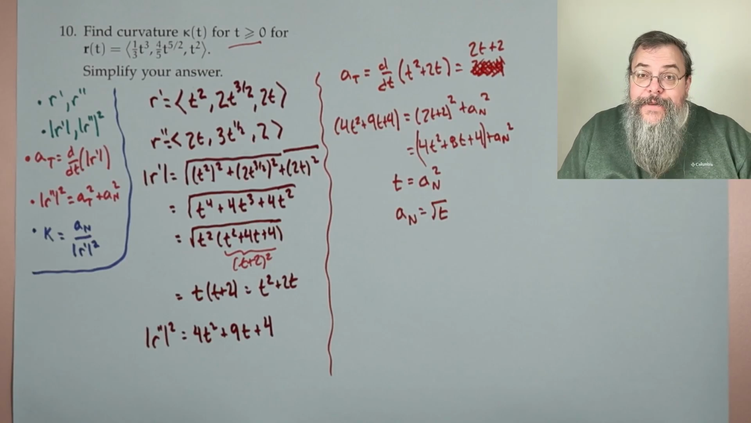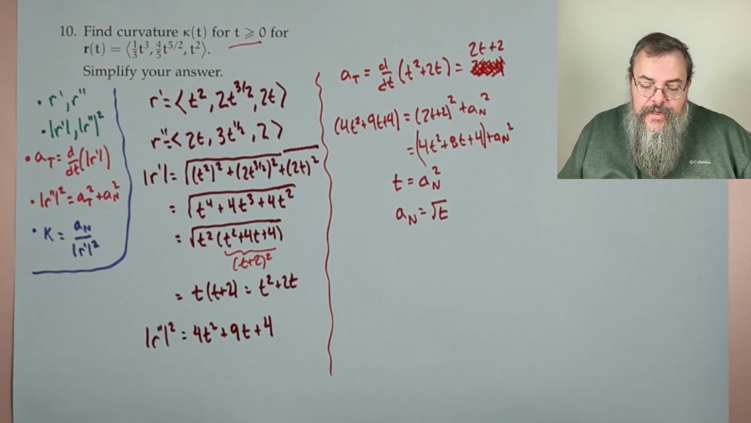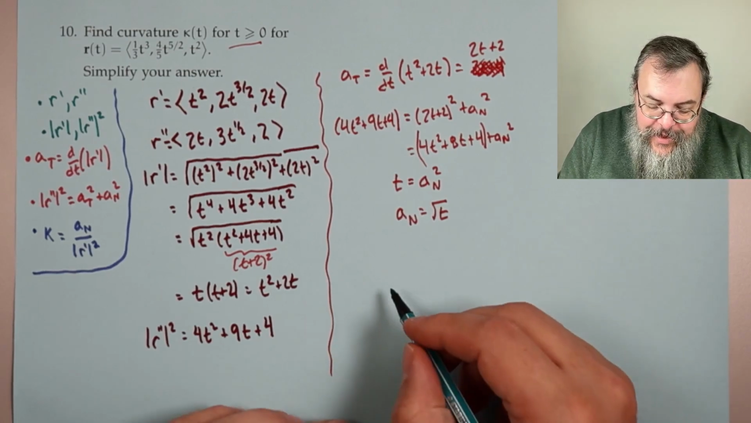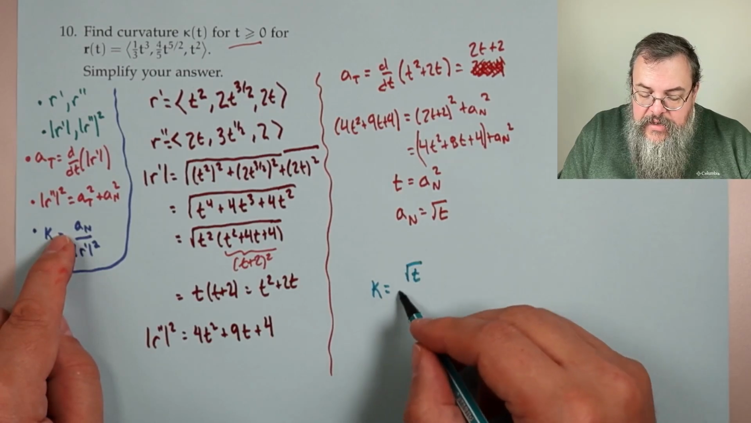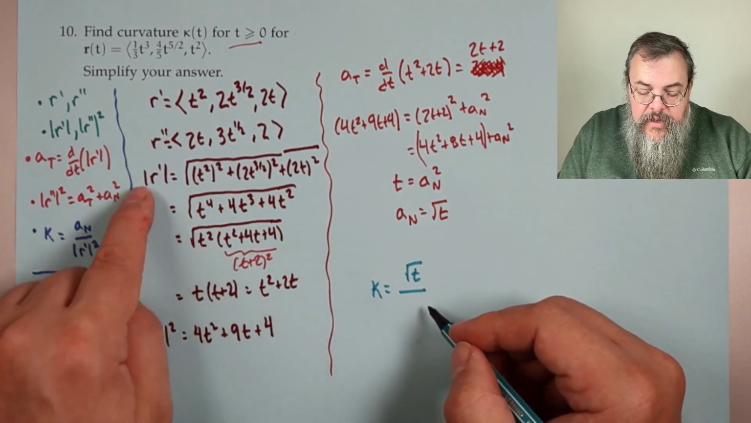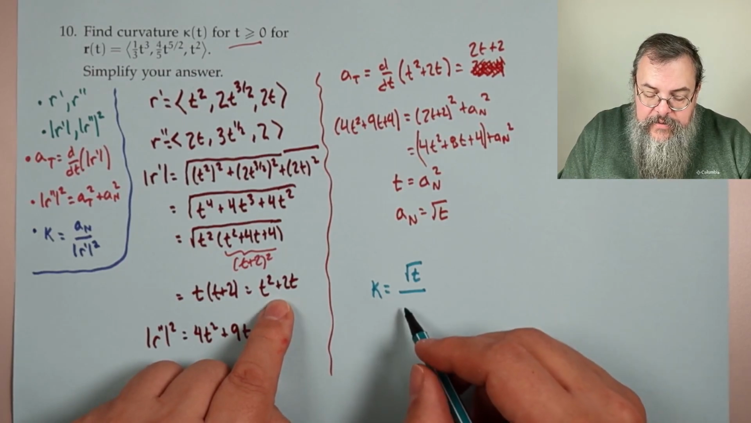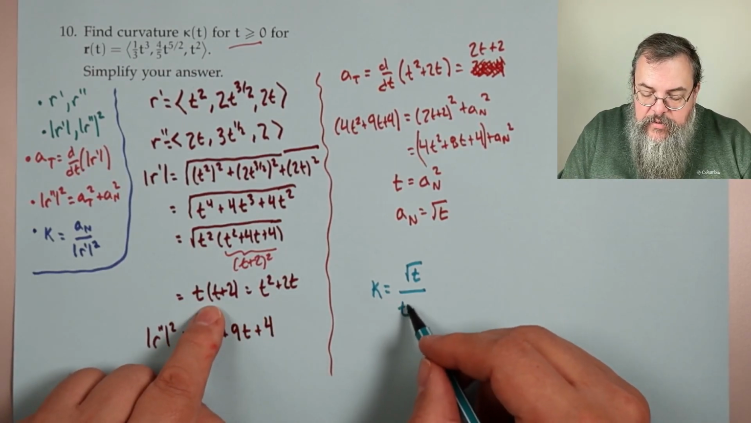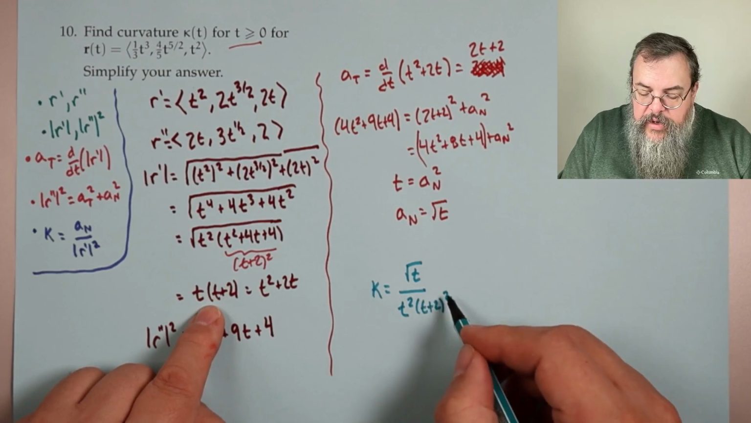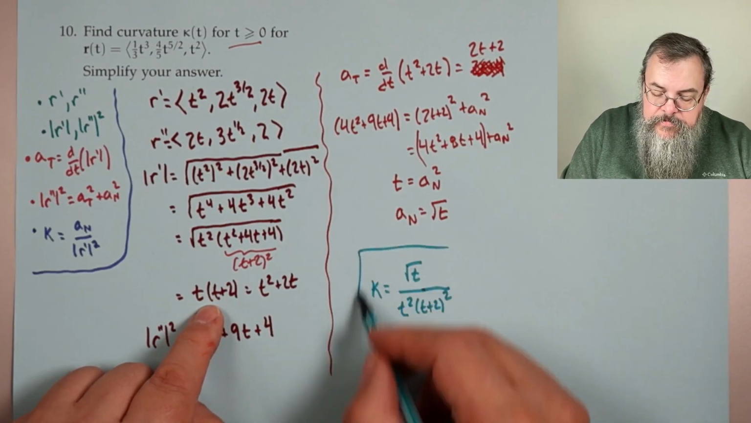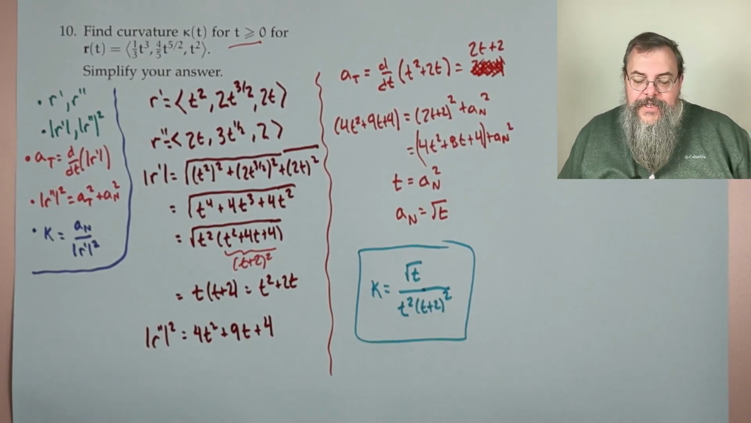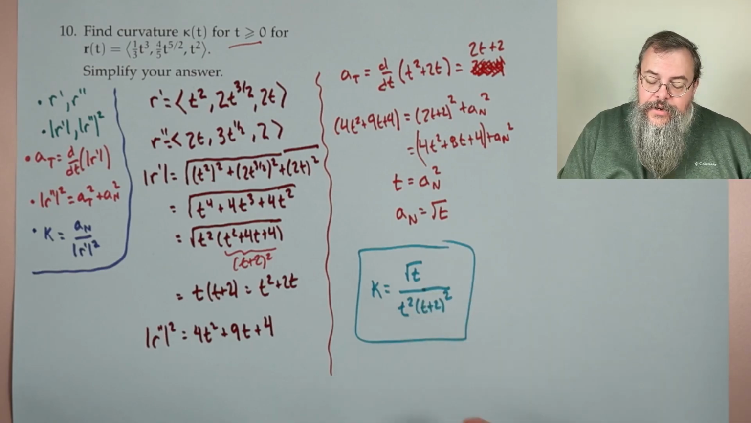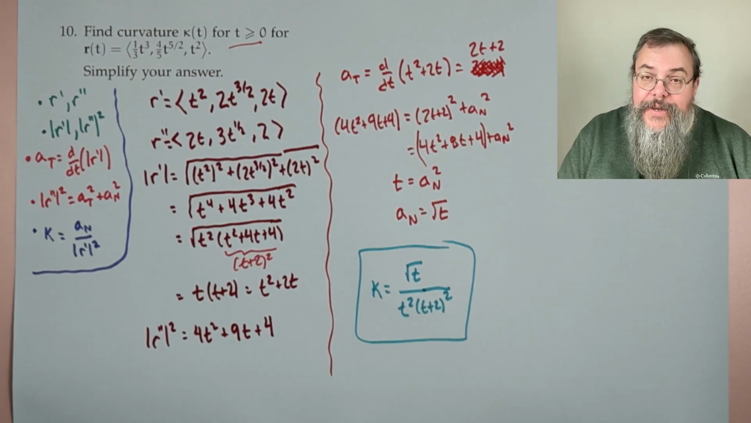All right, so now we have a sub n. And the next step is to write down our answer. So let's do it. So our kappa is a sub n, square root t, divided by magnitude of r prime squared. So we can do this part squared. So t squared, t plus 2 squared. There we go. All right. So our curvature is root t over t squared times t plus 2 squared.